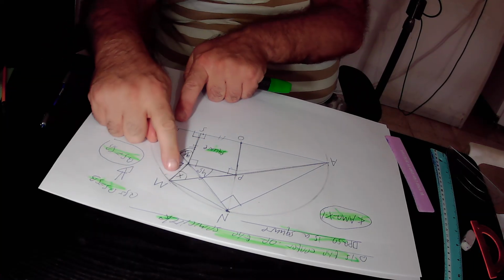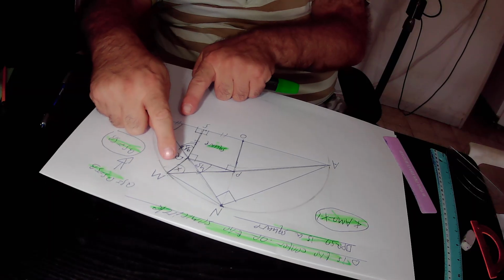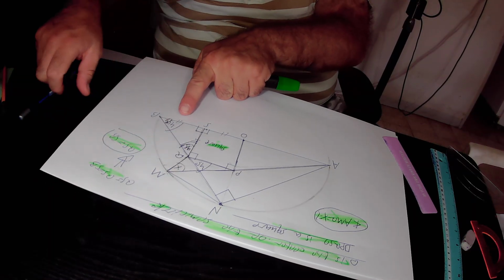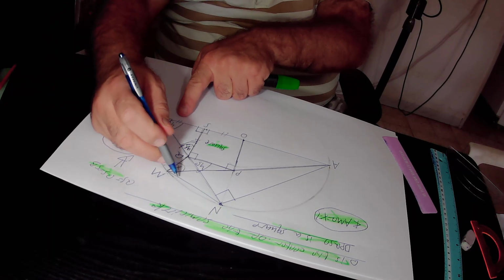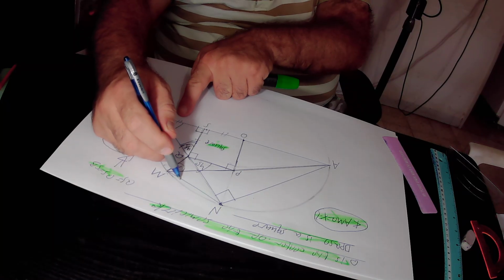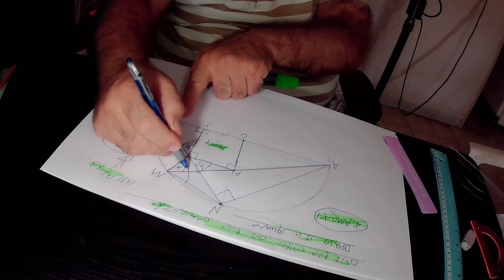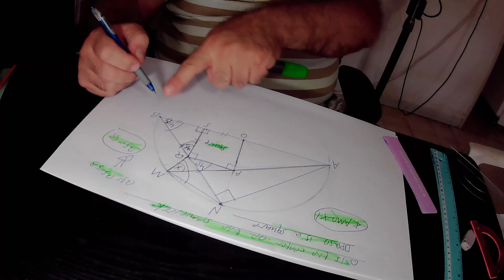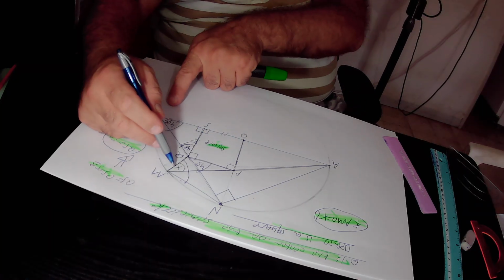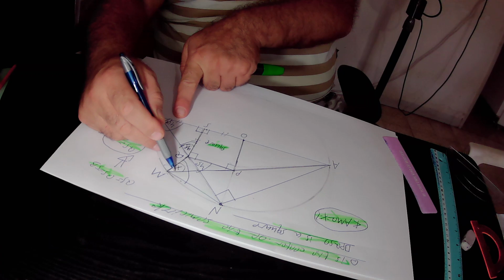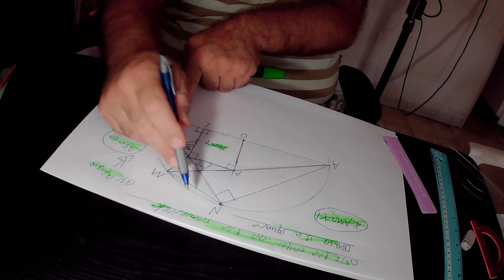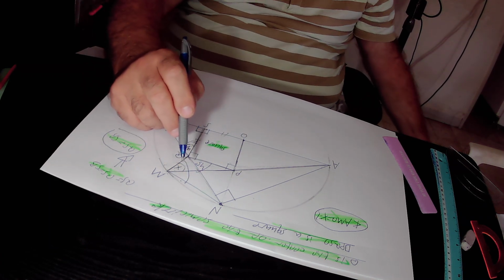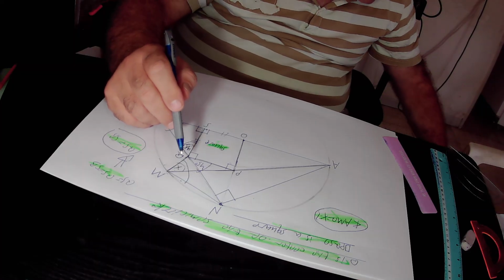This is peripheral angle NMA, and this is peripheral angle NBA. Those two peripheral angles both subtend on the same chord called AN, and therefore they are equal to each other according to rule 16. So let me repeat rule 16 quickly.